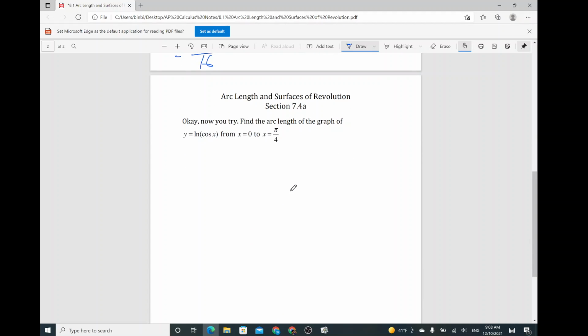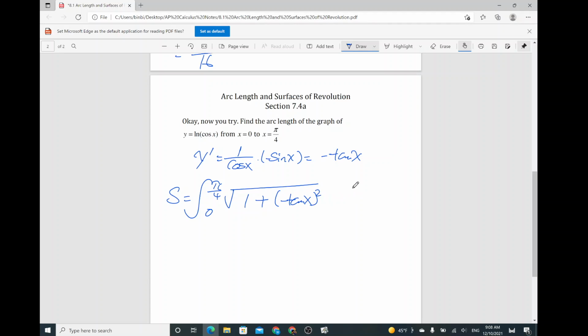Okay, so here's another one. So this one you want to try. Find the arc length of the graph. So again, this setup started off with y prime. So the y prime, which is 1 over cosine of x, using the chain rule. Derivative of cosine, negative sine. So this one turns out to be negative tangent of x. And then using the arc length formula, the integral from 0 to pi over 4, square root of 1 plus y prime quantity squared, so negative tangent of x quantity squared.